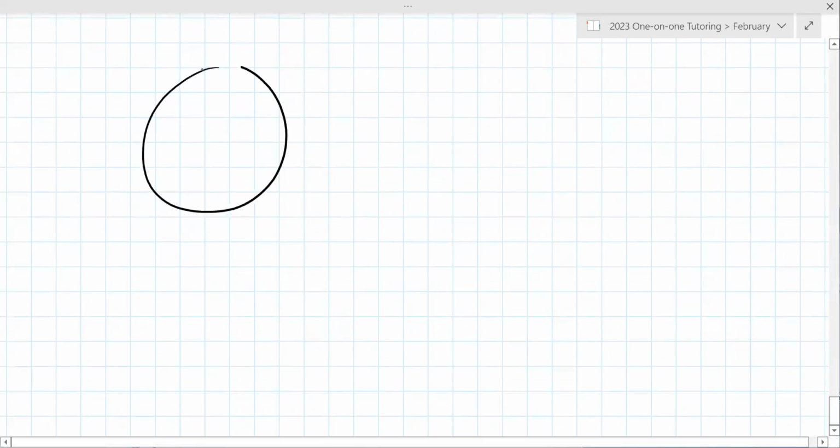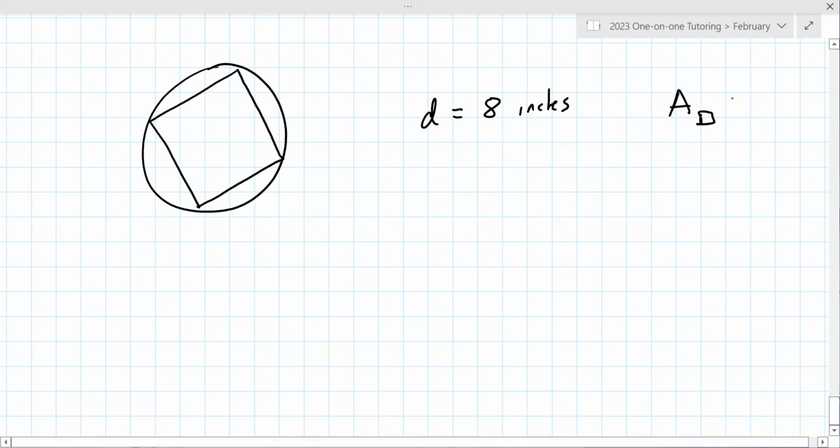Okay, so let's try another problem like this here. Let's say I give you a circle and I tell you that the diameter is 8 inches. I want you to find the area of the square, and it's just like the problem that we did, just different numbers. So give that a try, please.